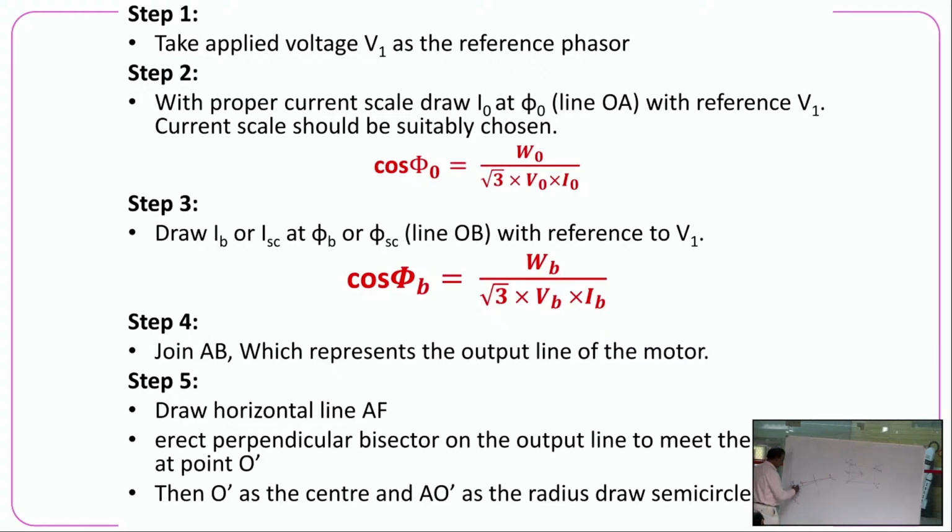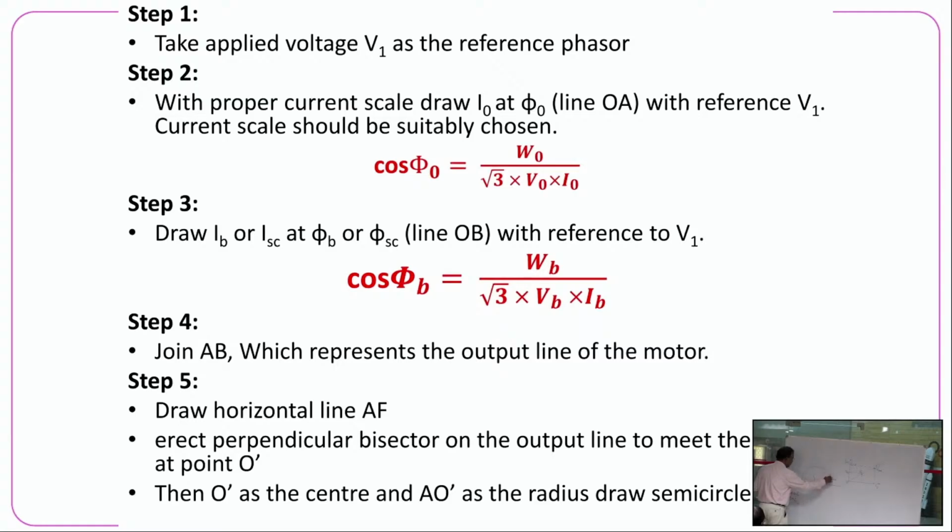Then we draw one horizontal line from point A, perpendicular to the voltage vector. It intersects this perpendicular bisector of AB at a particular point. That particular point is the center of the circle.